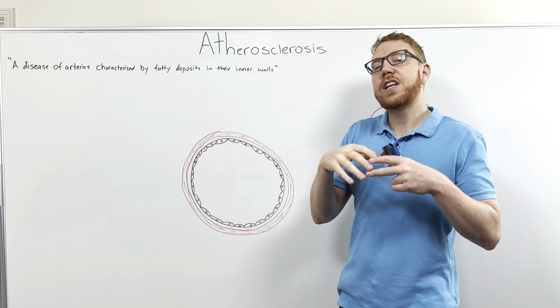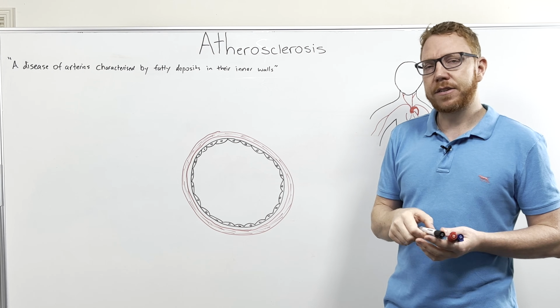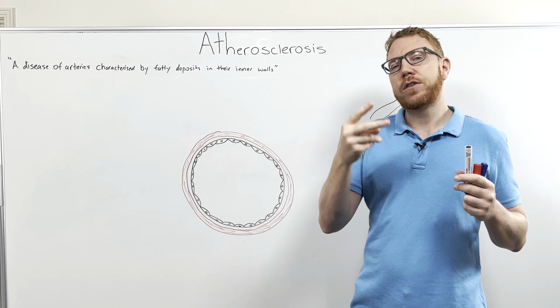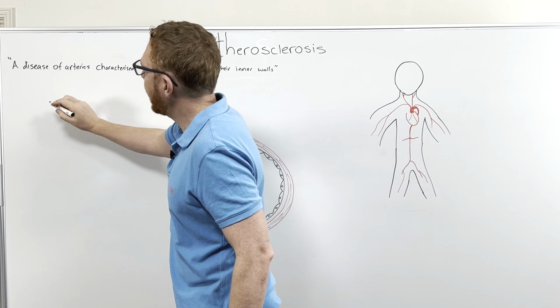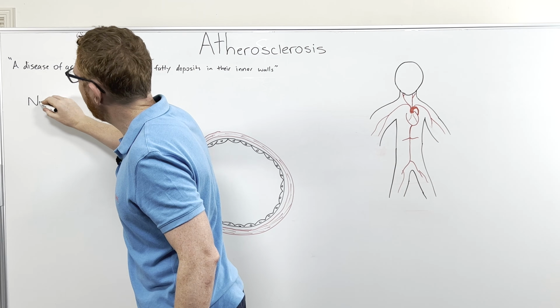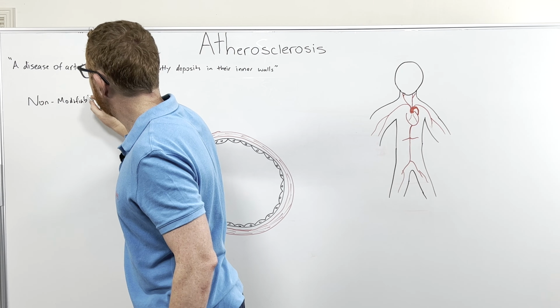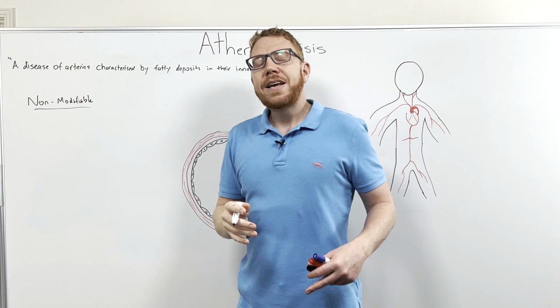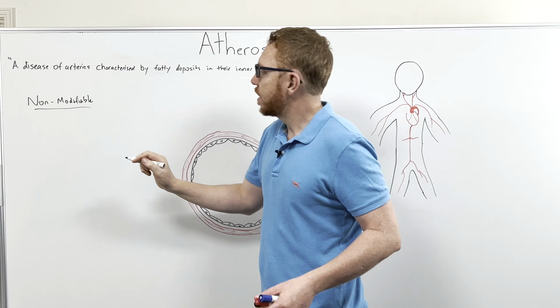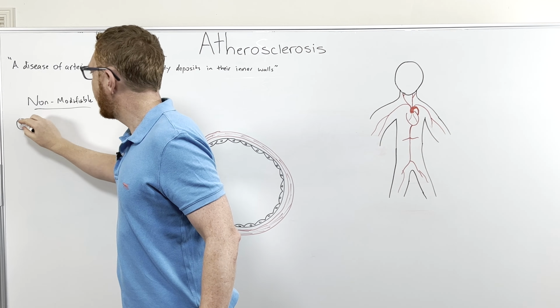So there's your definition. Let's move on to the risk factors. I'm going to break the risk factors into 2 categories. The first category is what I'm going to call non-modifiable, which basically means you can't do anything about these risk factors. The first one is age.